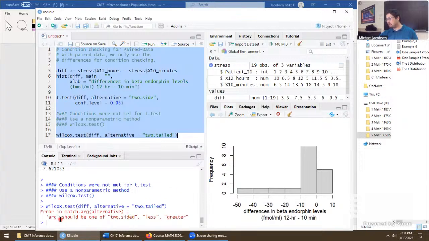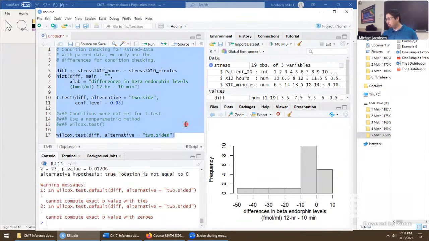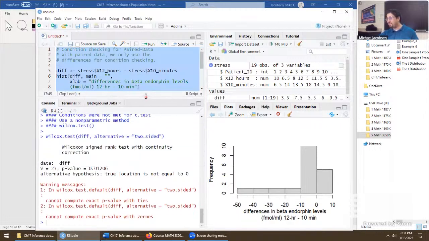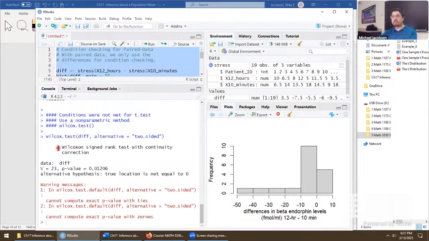Uh-oh. It should be one of two.sided. Oh, I put in the wrong spelling. There's going to be another warning. There they are. So here's the Wilcoxon signed rank test.